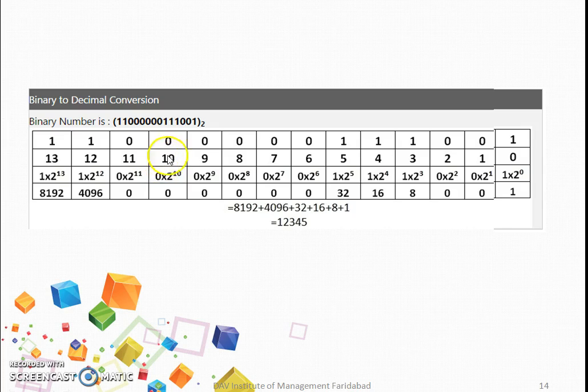Like see here, it's 0, this digit multiplied by 2 to the power 10, and you will get the answer 0. After doing this, add all these values and you will get 12345 as your answer. So this is how you convert binary to decimal system.